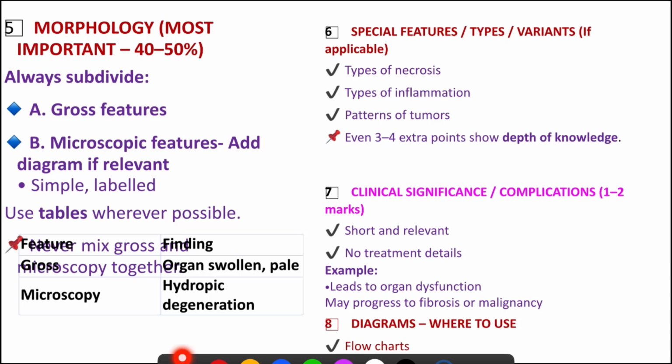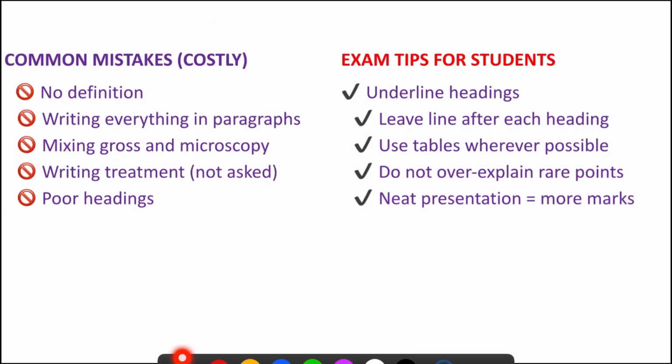Now special features or types or variants if applicable, right, like types of necrosis, types of inflammation, patterns of tumor. So these extra 3 or 4 points show depth of knowledge and you can score high marks. Clinical significance, complications, etc. should be short and relevant. No treatment details are required and diagrams are a must, in the form of microscopic diagram as well as flow chart, right?